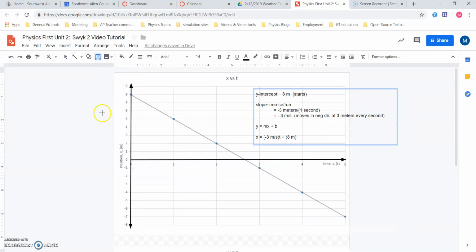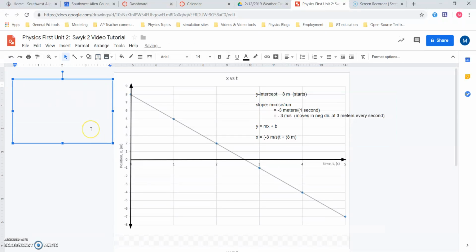So if I had to describe the motion verbally, I would say it starts at 8 meters and moves in the negative direction at a constant speed of 3 meters every second. That's it.